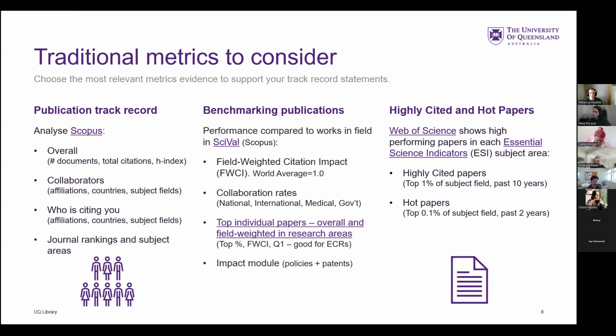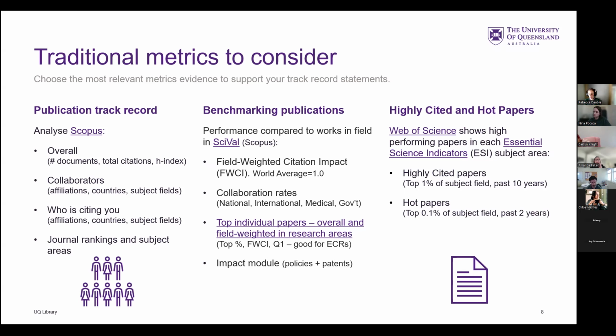Who is citing you? So again, that's also something to look at. In Scopus, you can export information around the citing countries and the subject areas. They may be different subject areas to what you're immediately publishing in, so that again shows that breadth, and the different institutions as well. There might be prestigious institutions that you might consider reaching out to at a later time to collaborate with potentially. Journal rankings and subject areas.